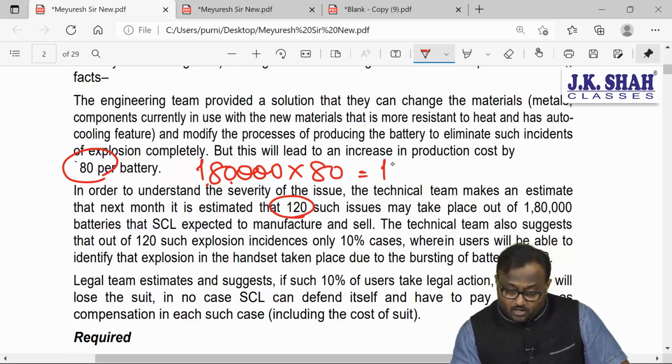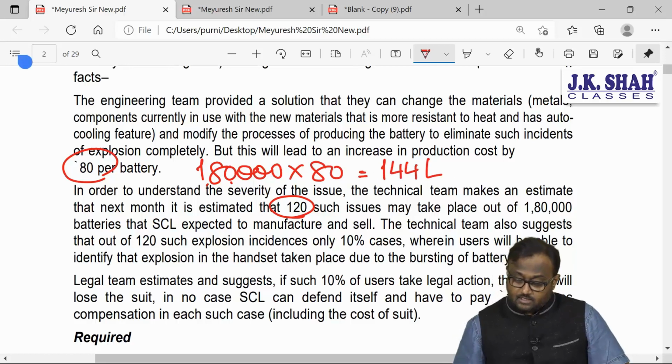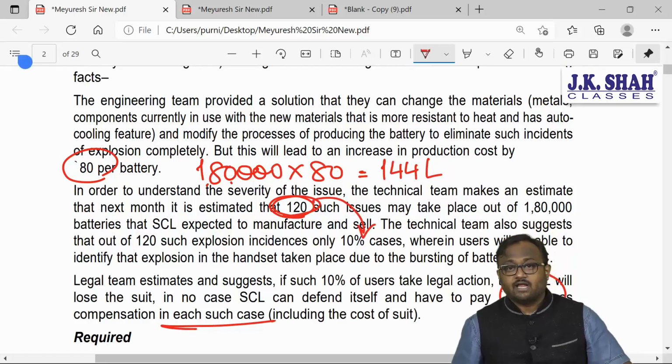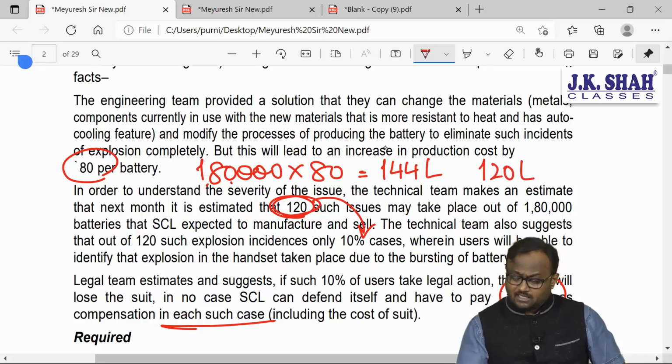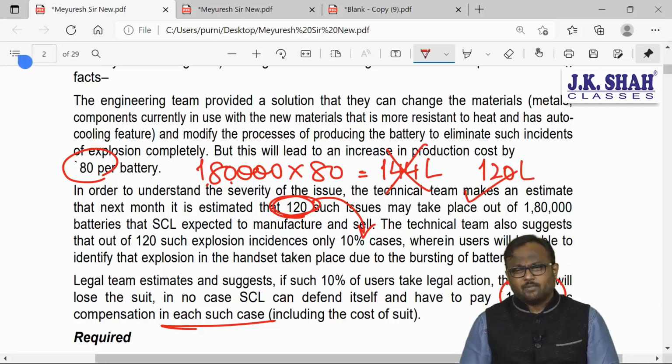144 lakhs, and this is 10 lakhs on each suit. Of 120 defective units, 10% will file a case against me, 12 people will file a case against me, 12 people multiplied by 10 lakhs, 120 lakhs will be the compensation. I think there is no point in spending on this. I'll prefer paying 120 lakhs.